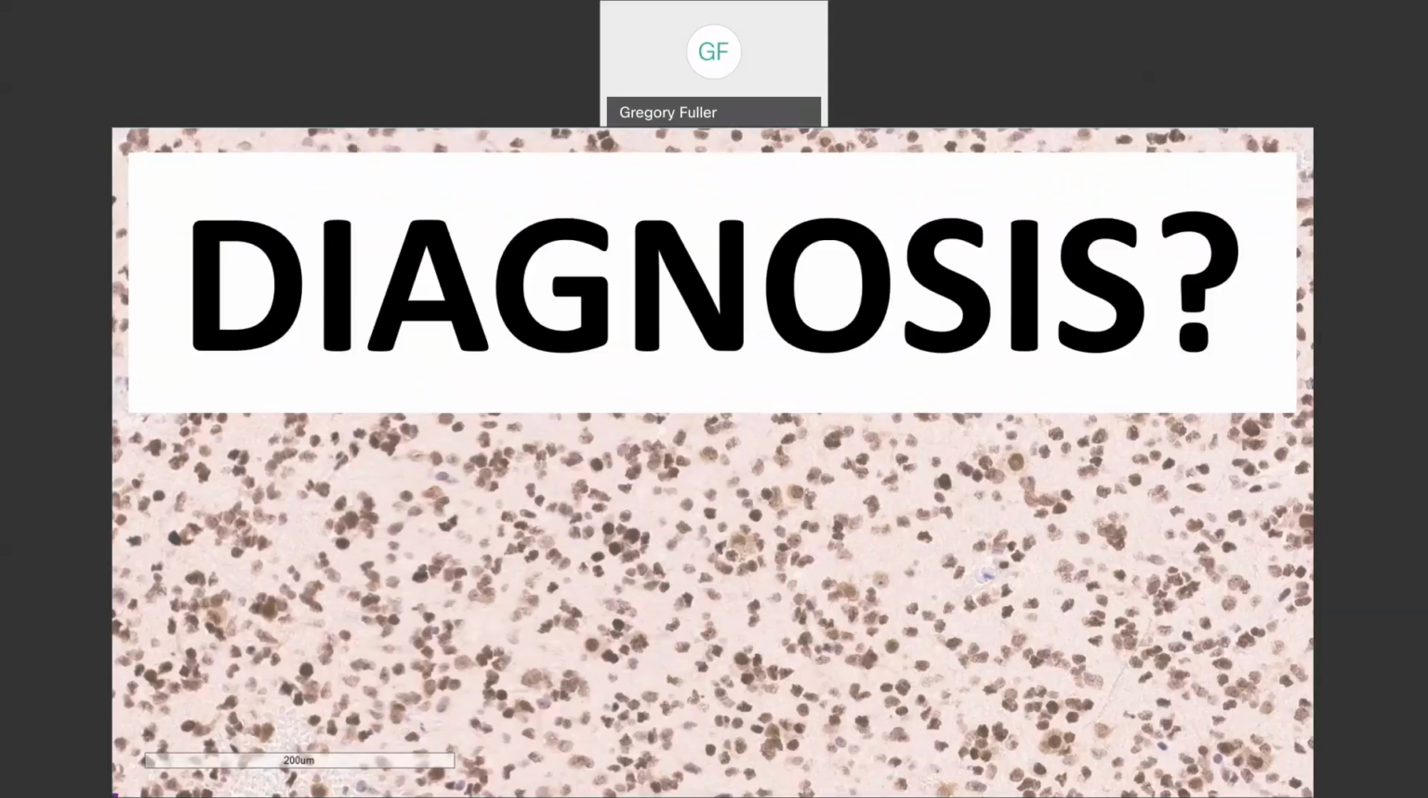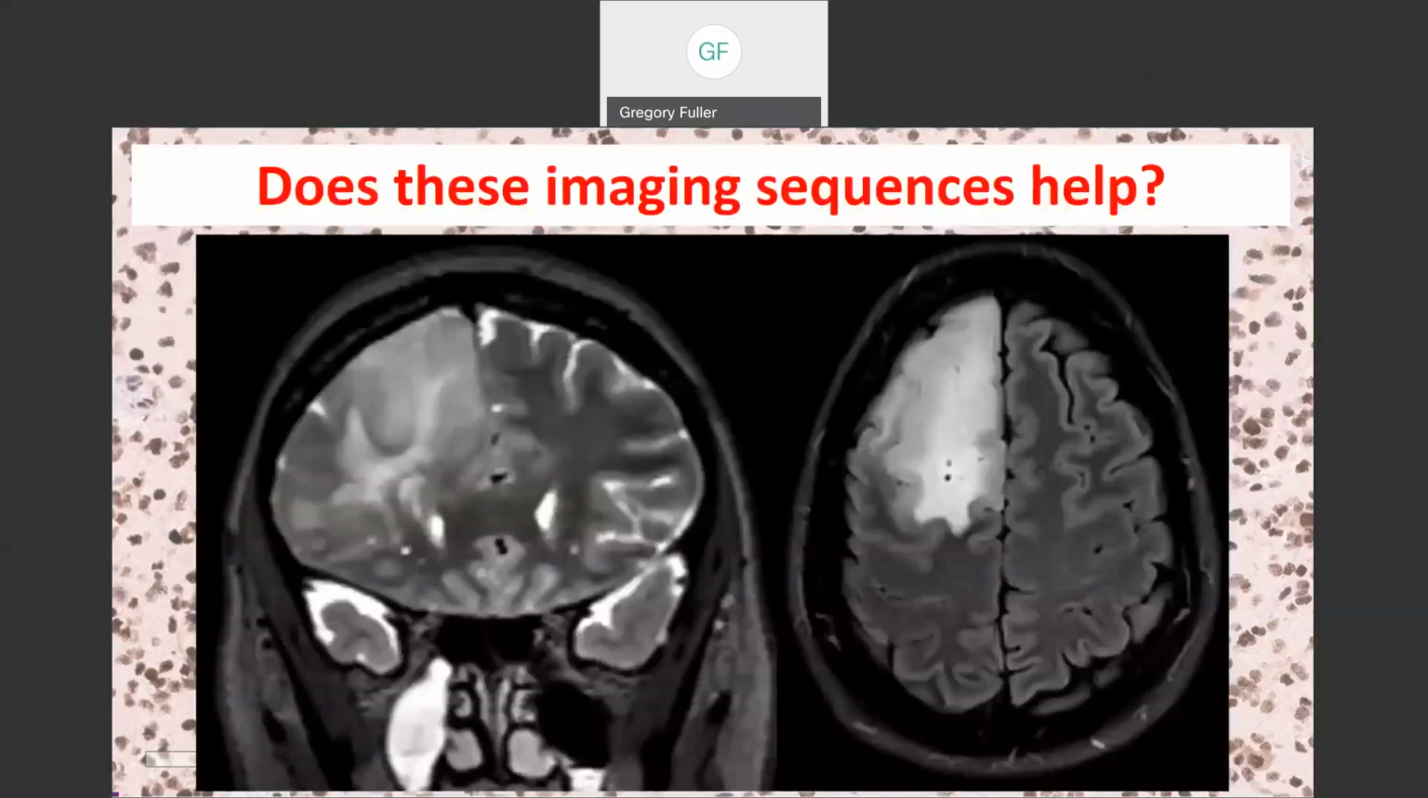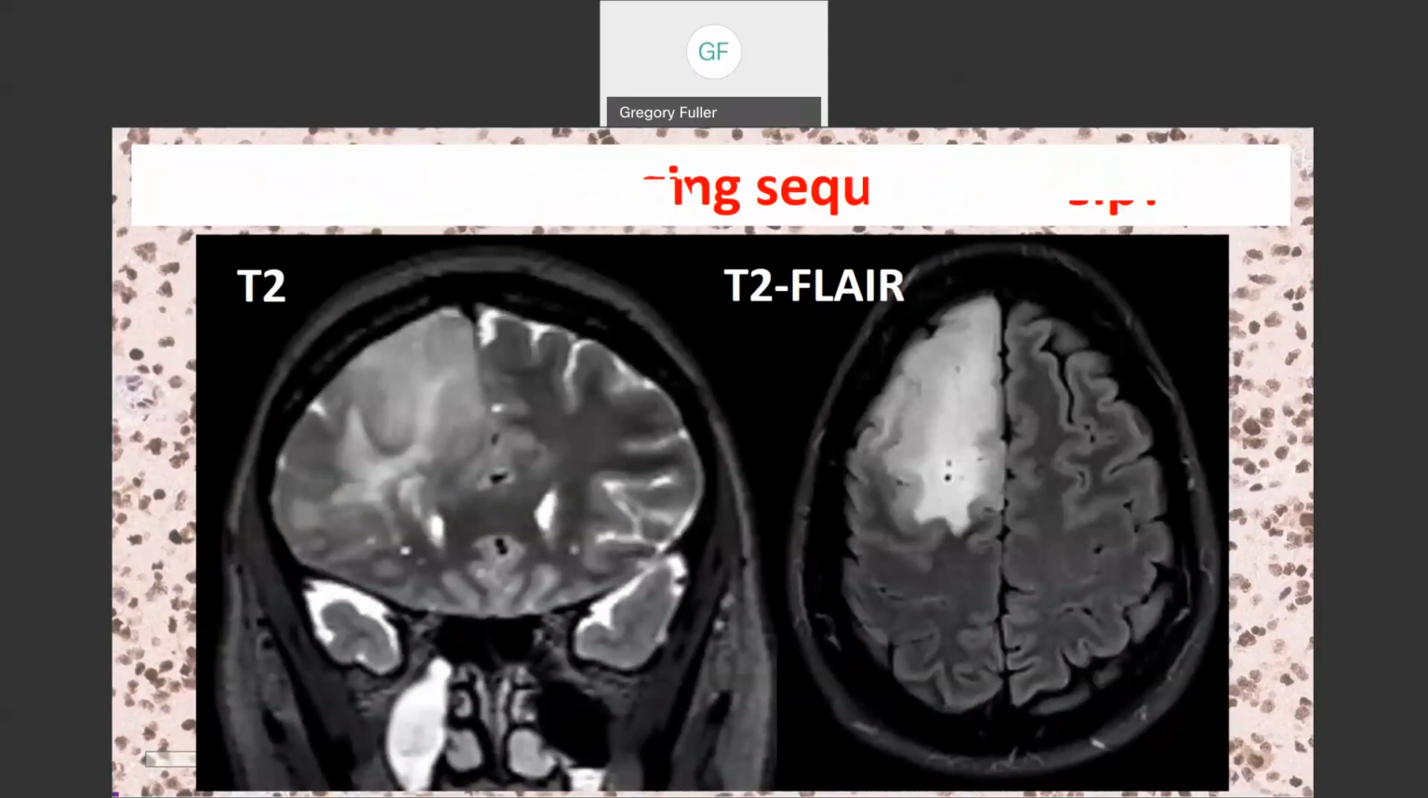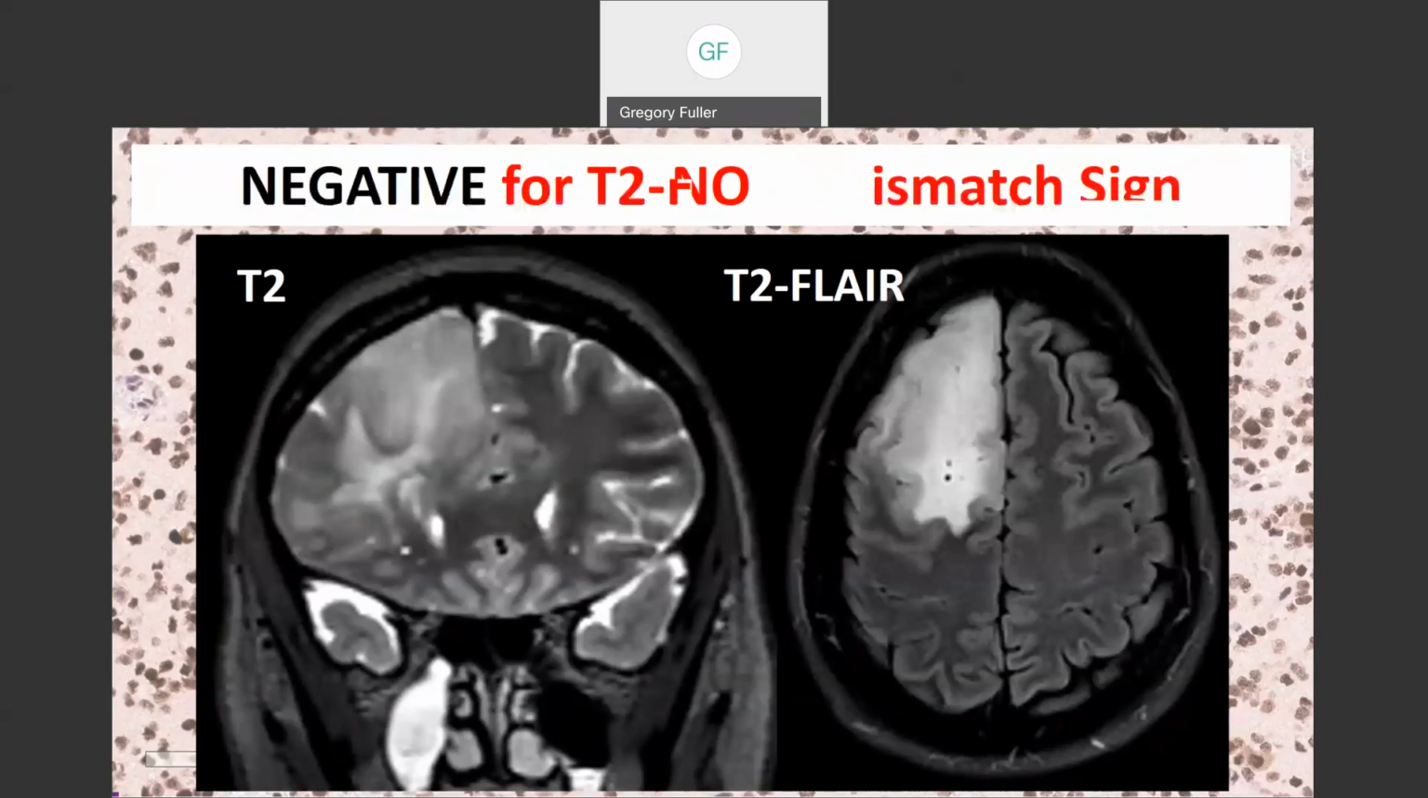So what is your diagnosis, all right? Do these sequences, what I'm showing you here, T2 and T2 FLAIR, do they determine the diagnosis? Yes or no? And the answer is no, just based on this, no. Why? Because this is a negative T2 FLAIR. See how on the T2 FLAIR, the center is as bright as it is on T2, it's actually brighter. That is negative, all right? No, it doesn't determine it on its own. Why? It's negative for T2 FLAIR mismatch sign.